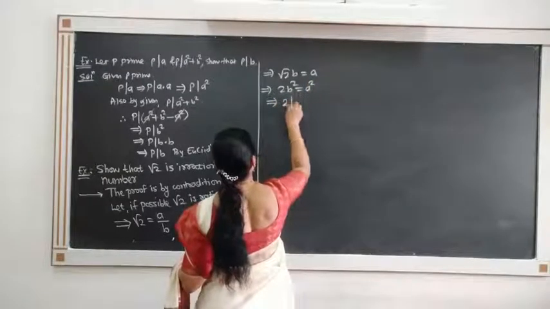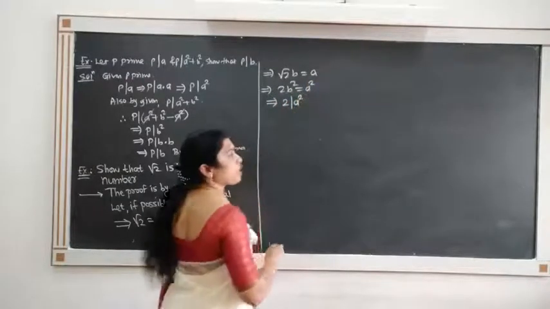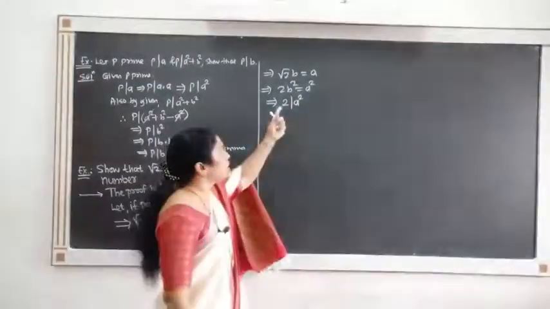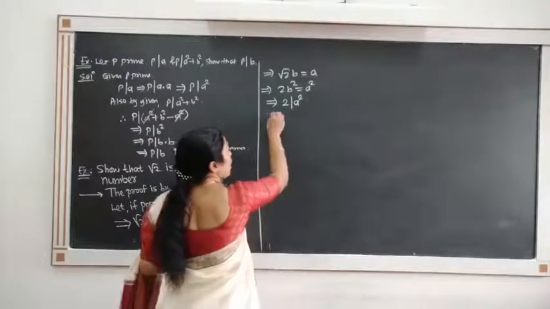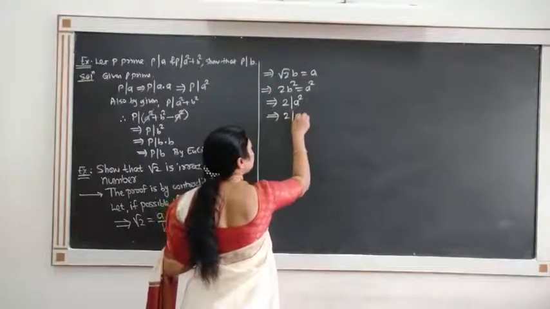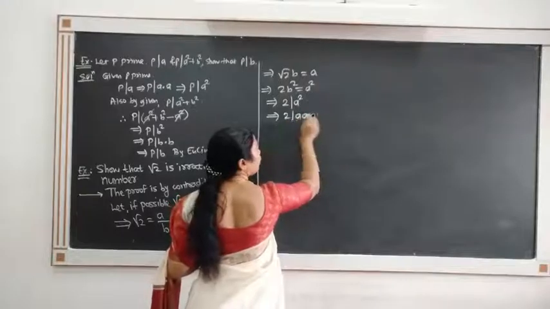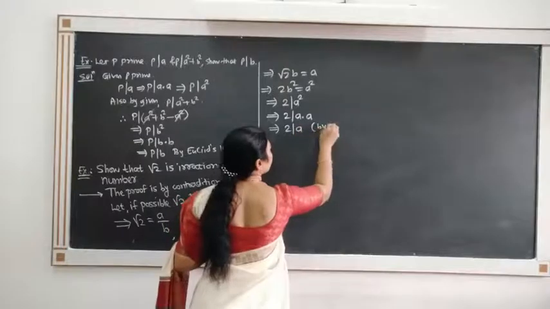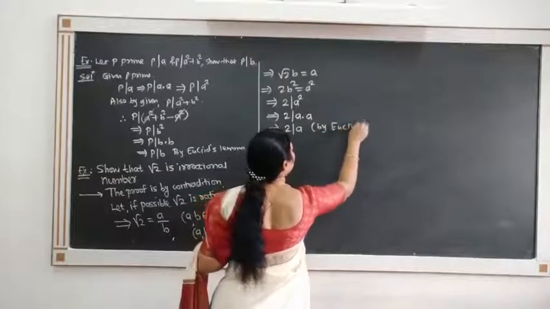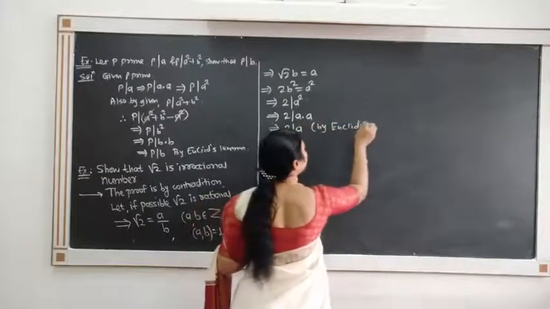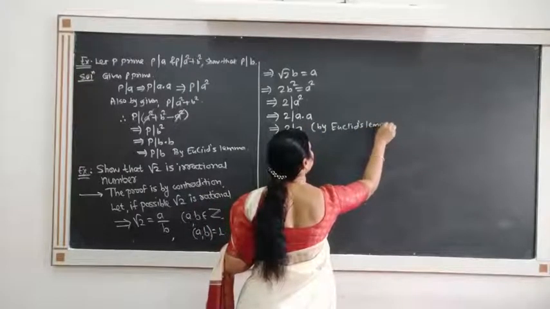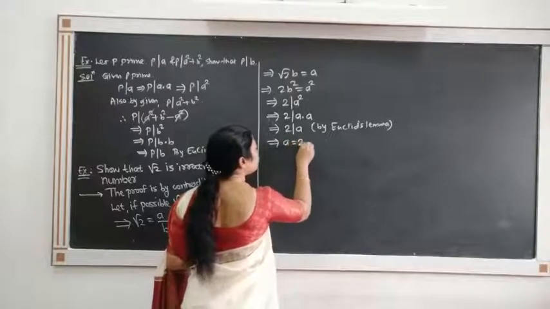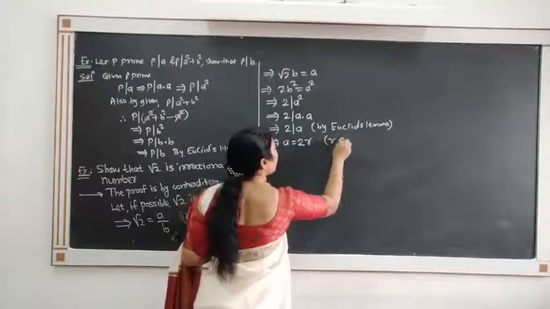This implies that 2 divides a square. So obviously 2 divides a square. But 2 divides a square means 2 divides a into a, and 2 is prime. So by Euclid's lemma, 2 divides a. Because 2 is a prime number, if it divides a product, it must divide at least one of them. So 2 divides a.